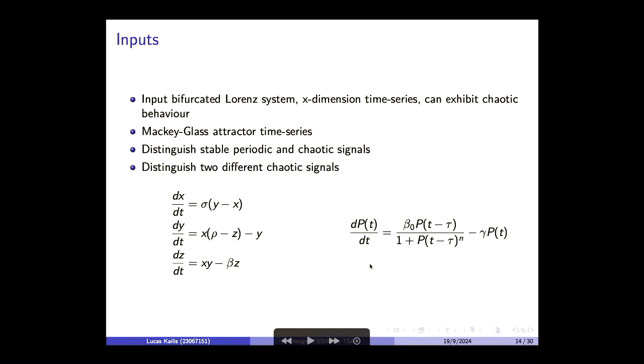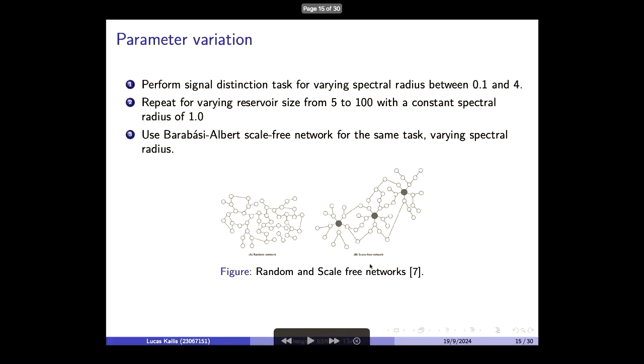And the inputs that we looked at were the Lorentz system and the Mackey-Glass equations. So these systems exhibit both stable periodic regimes and chaotic regimes, and we aim to compare and distinguish between time series from these different types of regimes. And so in terms of our parameter variation, we are changing the spectral radius in our first trial up from 0.1 to 4. So looking at a range of spectral radius values and seeing how that impacts upon performance of the signal distinction task.